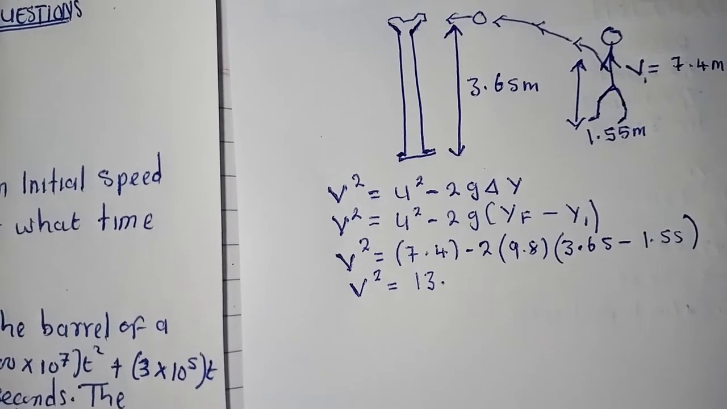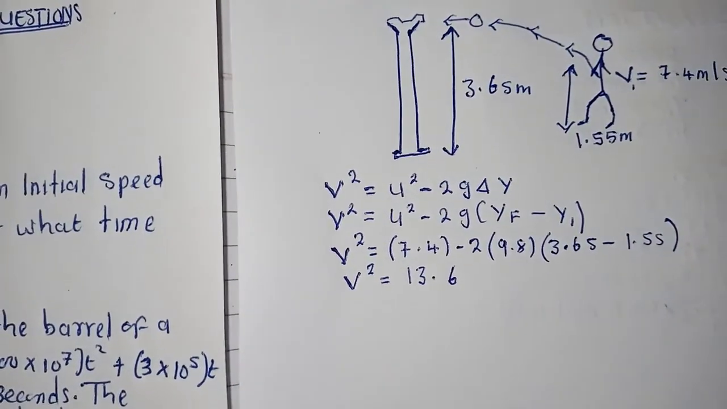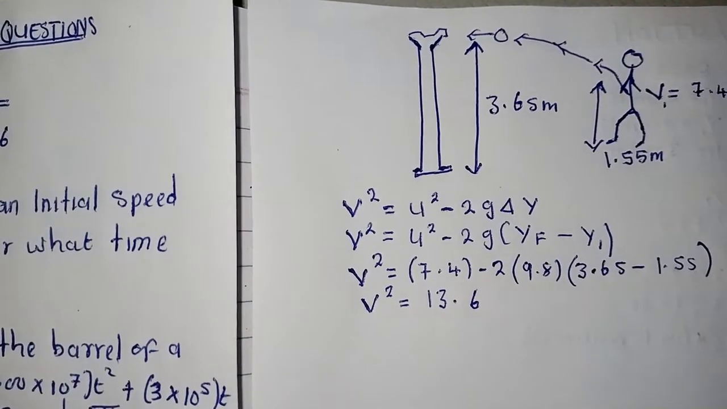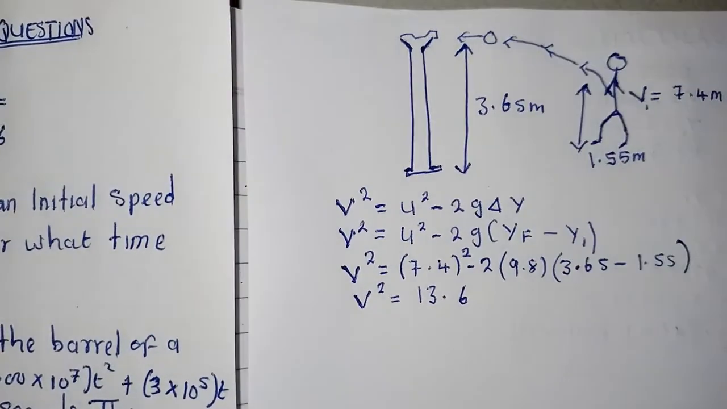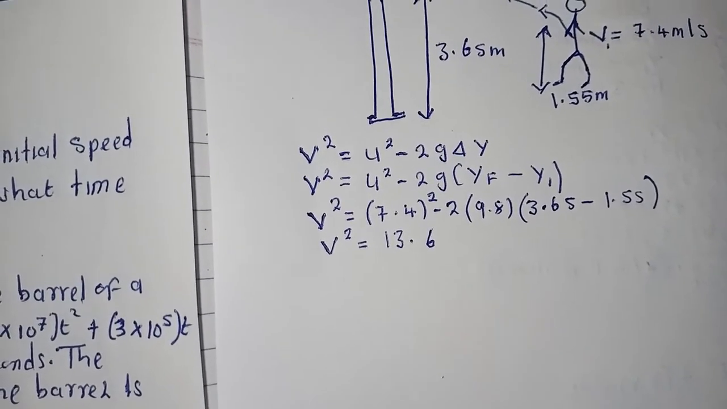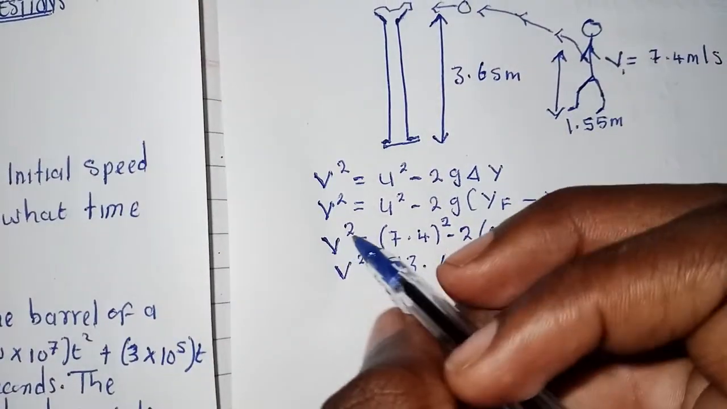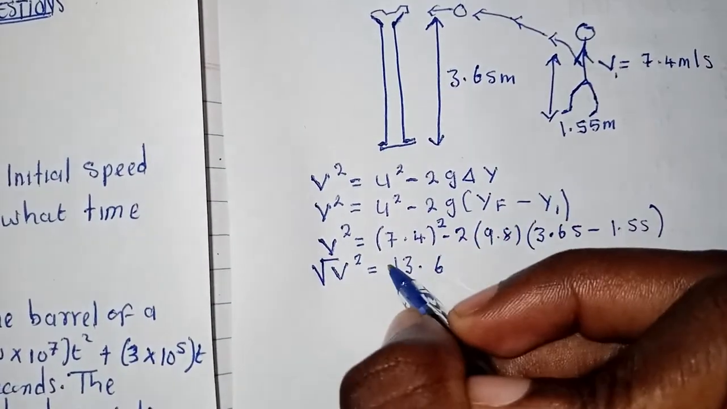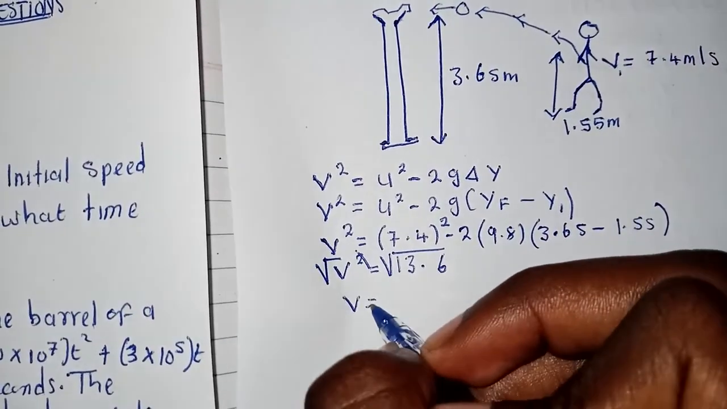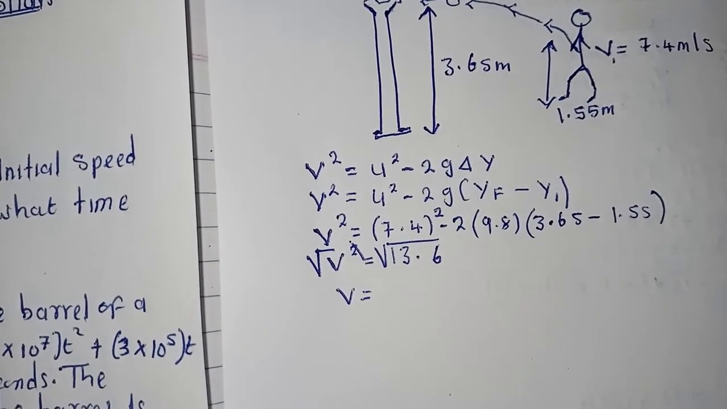So we have 13.6, something like this. It's supposed to be a square here. Now when you reach here, this is very interesting, because if we find the square root of this, what do you discover? You discover that you're going to get a speed of, let's say, the square root.